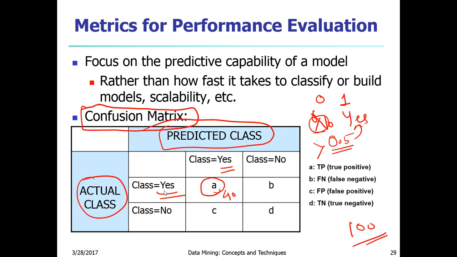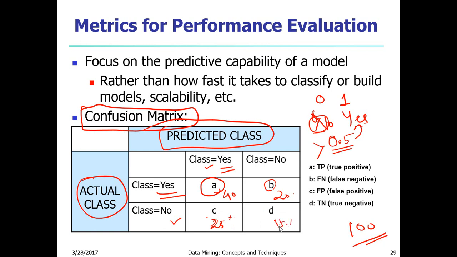The actual class is yes, but the predicted class is no, which is a wrong prediction, right? Let's say this is 20, so B is 20. And then the actual class is no, but the predicted class is yes. So this third quadrant, let's say this is 25%, so C is 25%. And the actual class is no and the predicted class is no. Again, that's a correct prediction, right? No has been predicted to be no.